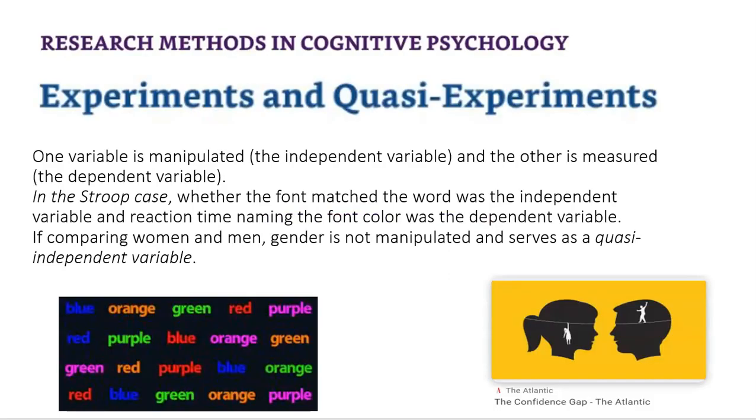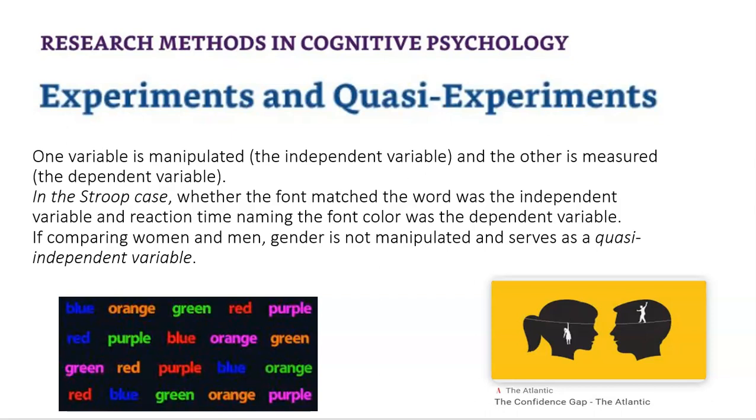Some research methods in cognitive psychology. For instance, experiments. In an experiment, one variable is manipulated, the independent variable. The other's measured, the dependent variable. Let's take that Stroop case from a minute ago. Whether the font matched the word was the independent variable, and reaction time naming the font color is a dependent variable.